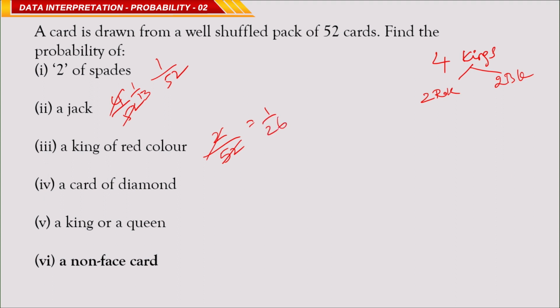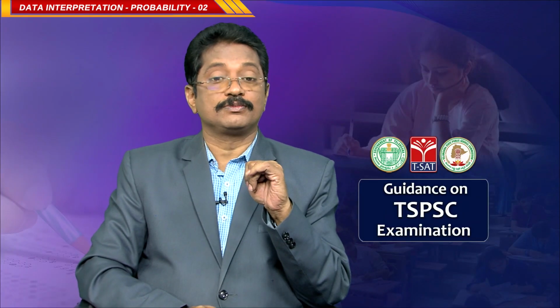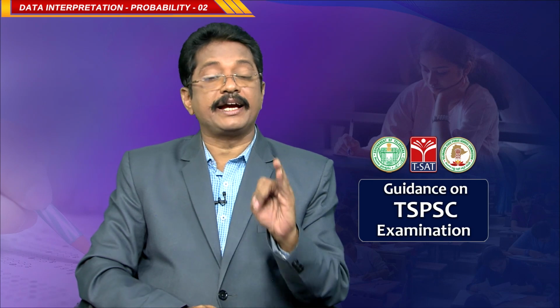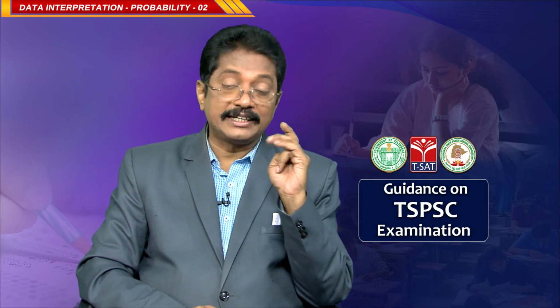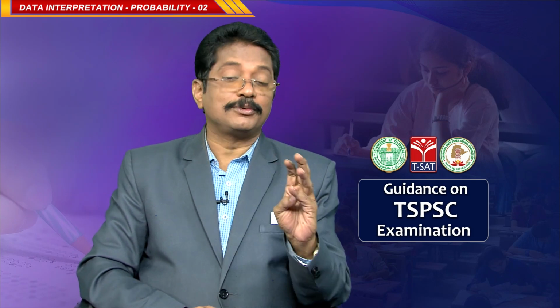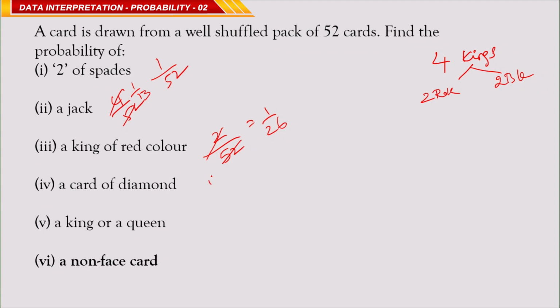A card of diamond. How many diamond cards are there here? As I already said, there are 4 groups: club, spade, diamond and heart. So, there are 13 diamond cards. Favorable outcomes are 13 and the total outcomes is 52, 13 by 52, which simply is 1 by 4. The probability of a card of diamond is 1 by 4.